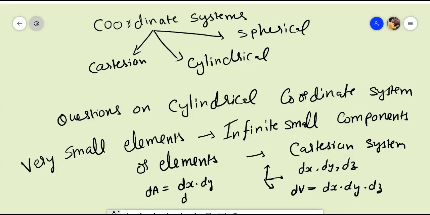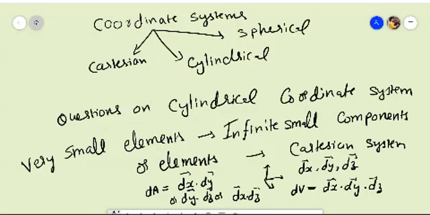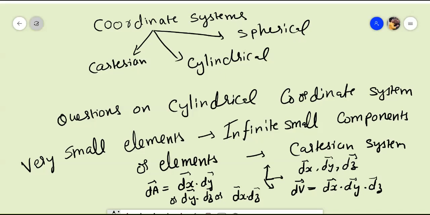either dx dy, or dy dz, or dx dz. Okay, so we are assuming all these are vectors. dx, dy, and dz are vectors here, and they basically tell you the direction also, and the displacement or distance also, and they are a very small portion of the major coordinate system.